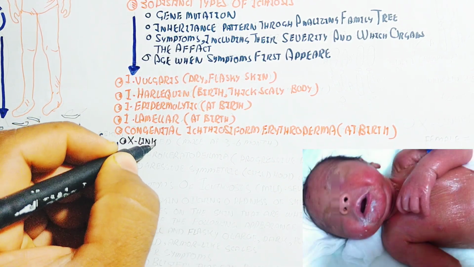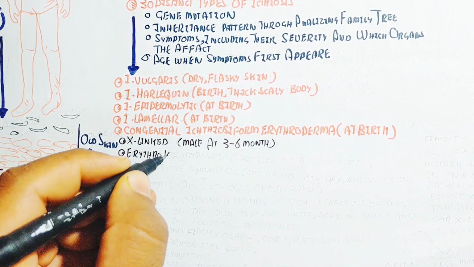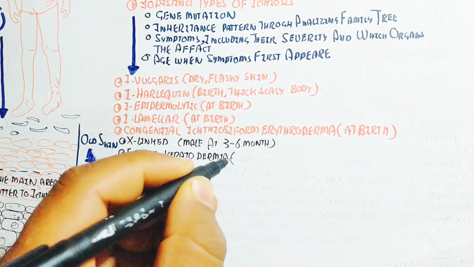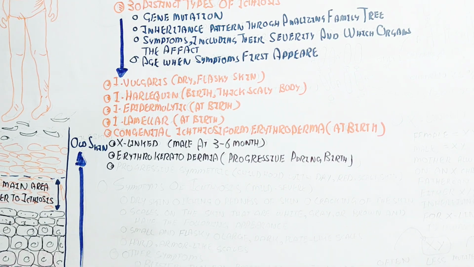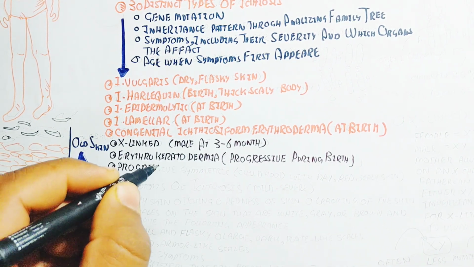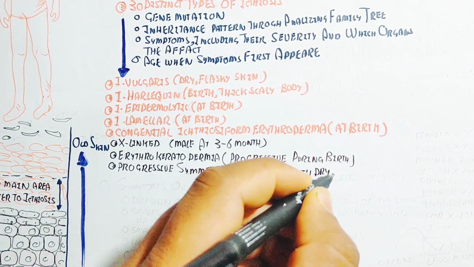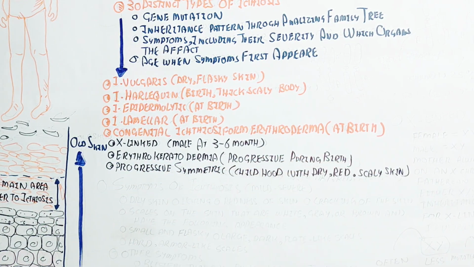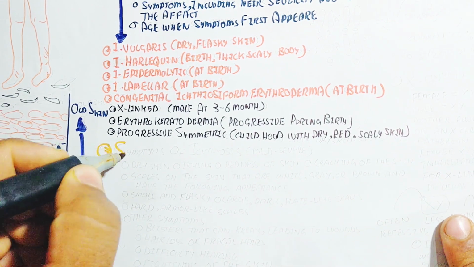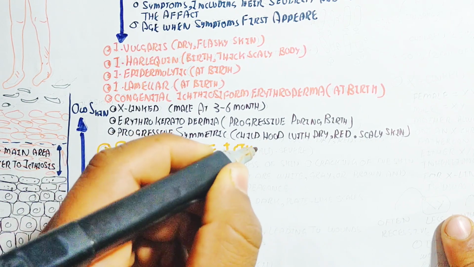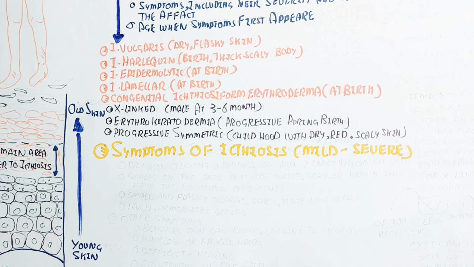X-linked ichthyosis is also a type, an X-linked chromosomal disorder that occurs in males at 3 to 6 months. On the other hand, erythrokeratodermia variabilis is progressive, and progressive symmetric erythrokeratodermia occurs in childhood with dry, red, and scaly skin. Overall, the skin will be damaged, dry, itchy, scaly, rough, and red.